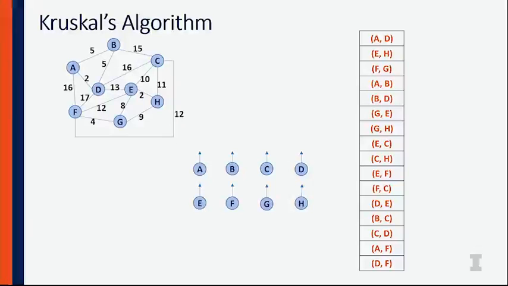So how Kruskal's algorithm is going to work is we're going to always remove the minimum element from the heap and then check if the two vertices that are part of that element are already in the same set.